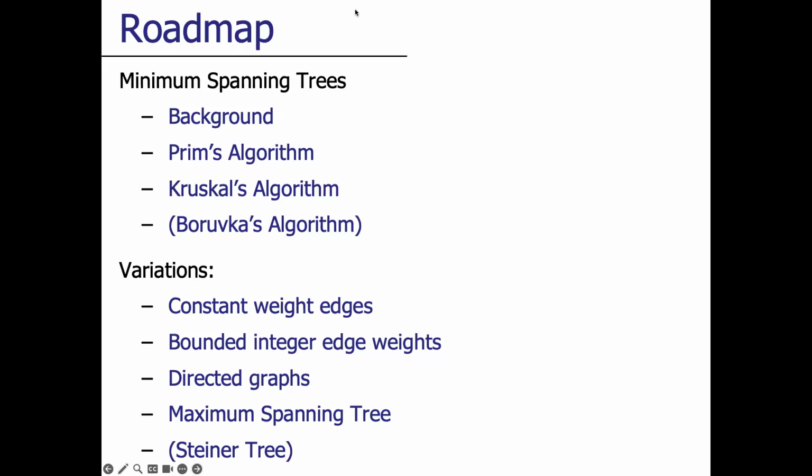And then we moved on to talking about some variations. The first topics were constant weight edges and bounded integer weight edges. Then we started talking about minimum spanning trees on directed graphs. Remember, at the very beginning of the last lecture, we said the materials we were talking about apply to weighted undirected graphs. Okay, let's move on to the directed graph. What would happen if we apply minimum spanning trees on directed graphs?